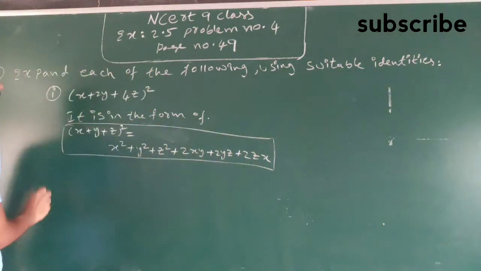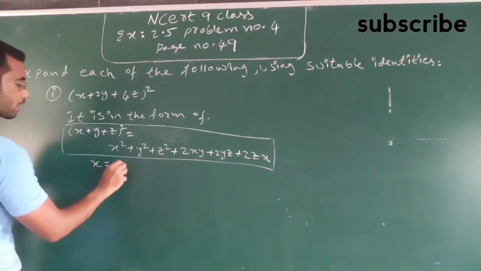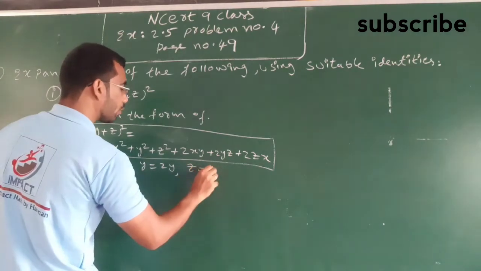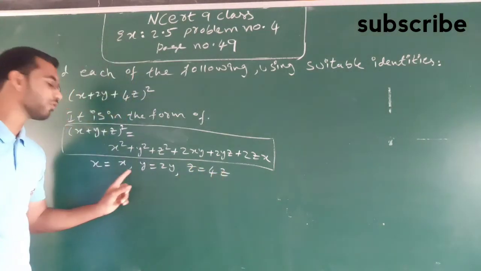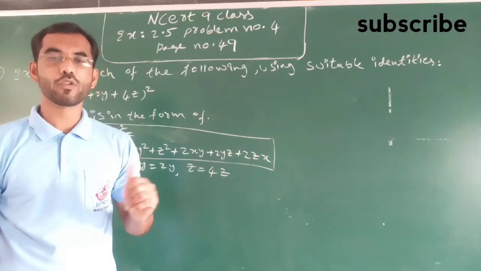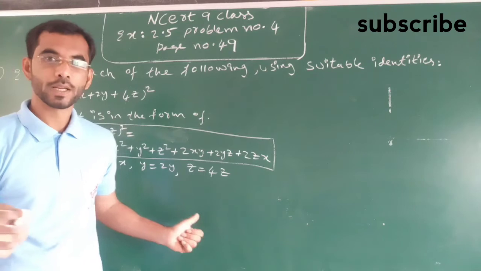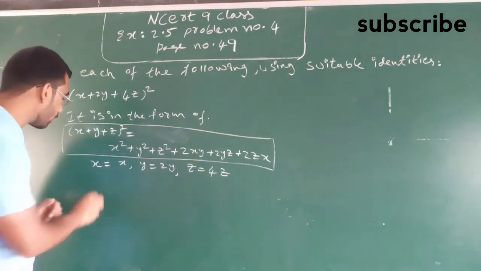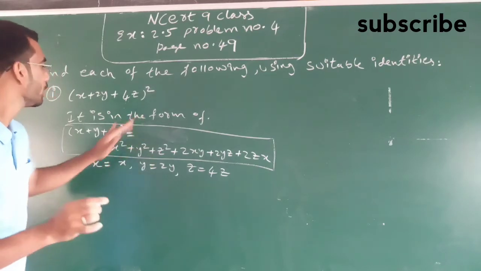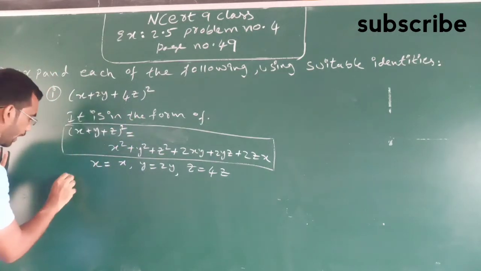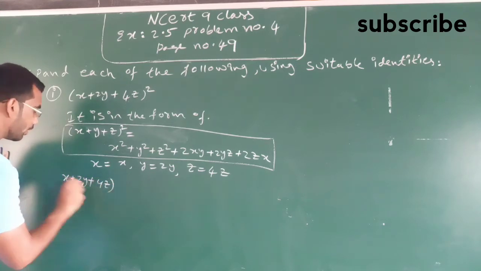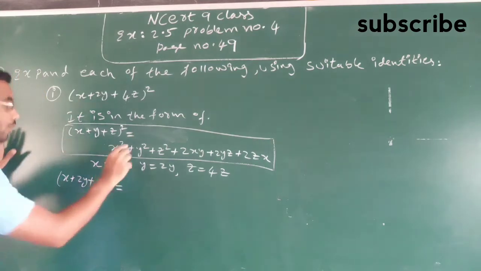Now here x is equal to how much? x only. y is equal to 2y and z is equal to 4z. See here I am using x, y, z. You can use a, b, c also, no problem. No need to get confused with the identity. So I am using x, y, z. Actually, if you solve this one, you will get the wrong one because x will get cancelled, answer will be 1. So that is the assumption we are taking.